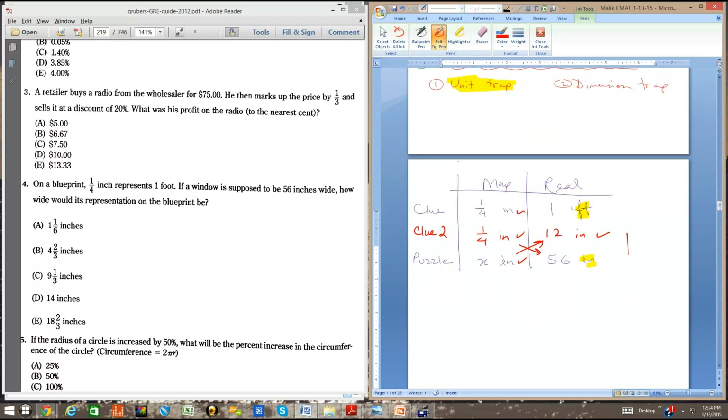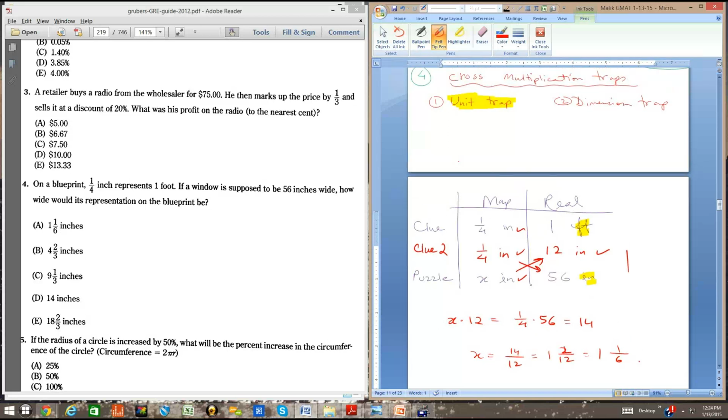So when you cross multiply, we have x times 12 equals 1/4 times 56, which is 14. X is equal to 14 over 12, which is 1 and 1/6. Get it? Yep. That's, you even warned me about it. I should have known. It's hard to see that. So now you know how you have to watch out for units, all right? Let's look at question number 5.